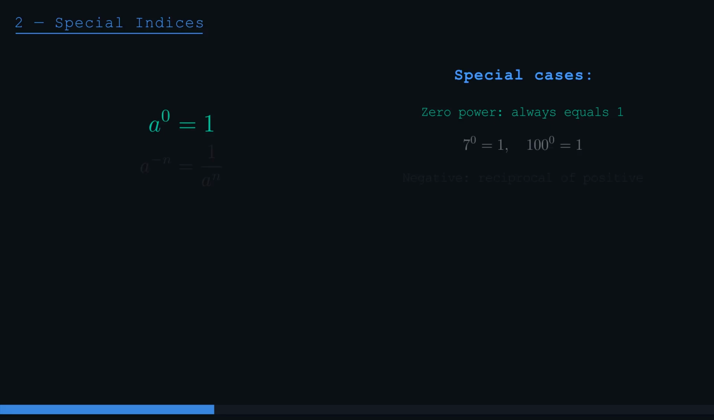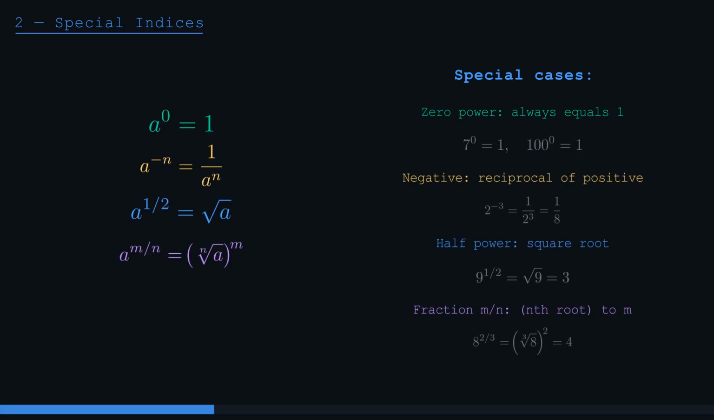There are four special index cases. Any non-zero number raised to the power 0 equals 1. A negative index means take the reciprocal. 2 to the negative 3 is 1 over 2 cubed, which is 1 over 8. A half power means square root. 9 to the half equals 3. A fractional power m over n means take the nth root and raise to the m. 8 to the 2/3 equals the cube root of 8 squared, which equals 4.